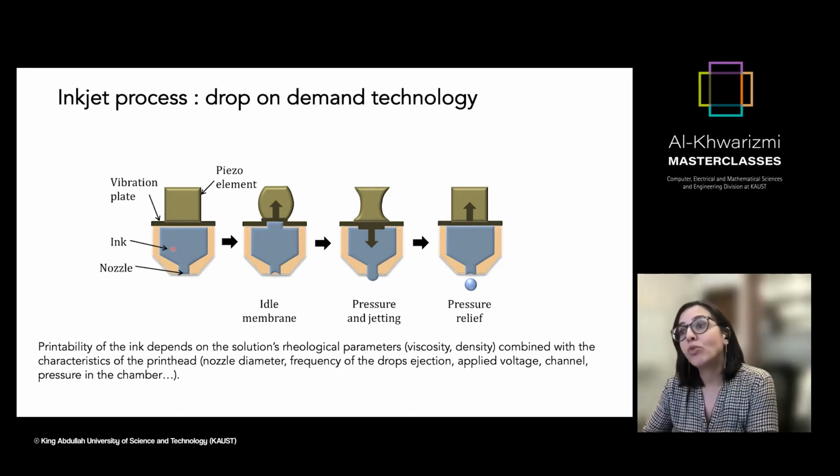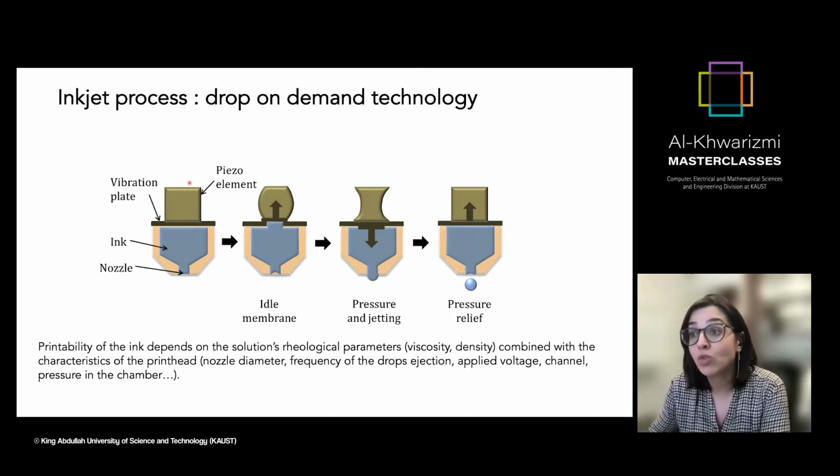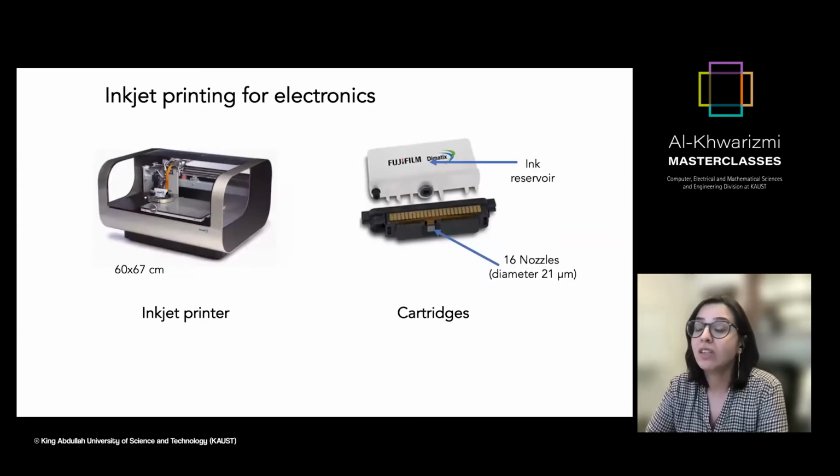And then there are, of course, parameters that are related to the inkjet printer itself, such as the characteristics of this print head, like the diameter of the nozzle, how often you eject the drop from the nozzle, the voltage that you're applying, the channel, the pressure in the chamber. All of these are also further parameters that one needs to optimize to have a nicely printed surface.